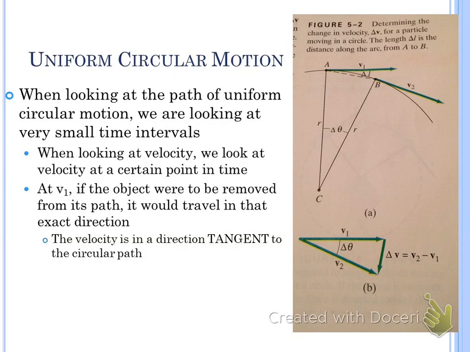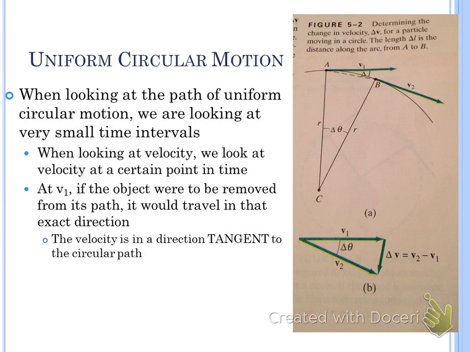If I want to look at my velocity as my object is swinging through the air, moving in a circular path, and I want to know how fast it is moving at any point in the circle, I examine just that little point. And I say, if my object were to leave the circular path at that point, what direction would it fly? Would it keep moving in a circle? No, it would move in a straight line.